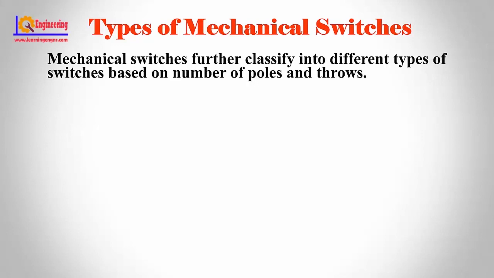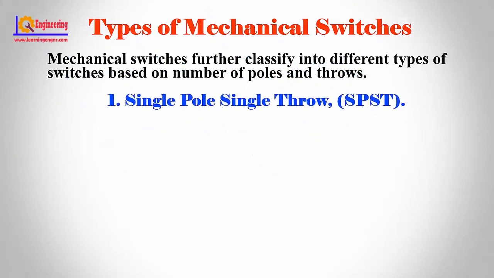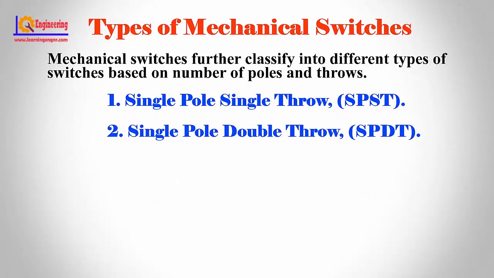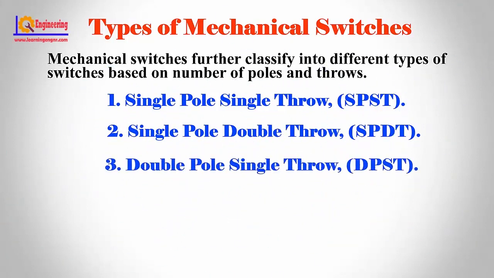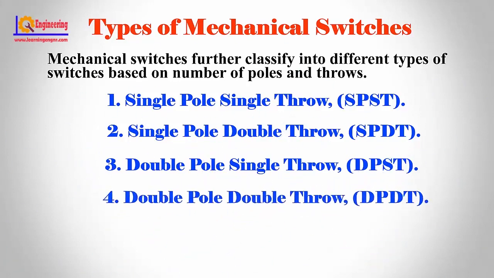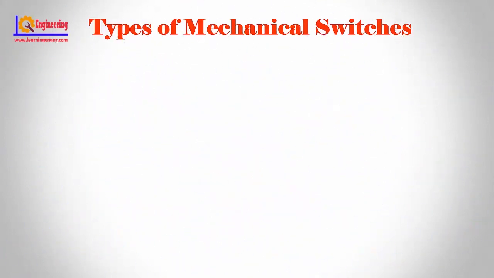There are 5 types. 1. Single pole single throw, SPST. 2. Single pole double throw, SPDT. 3. Double pole single throw, DPST. 4. Double pole double throw, DPDT. 5. Intermediate switch. Mechanical switches can also be categorized on the basis of holding the current state.